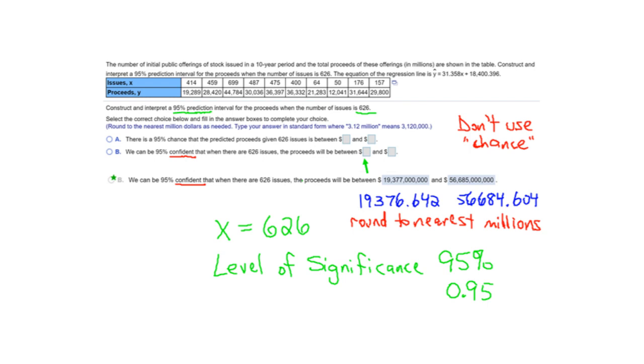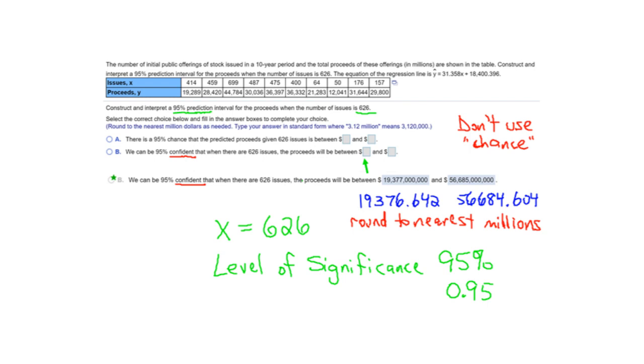Okay, this problem's a little different. We are looking at the number of initial public offerings of stock issued in a 10-year period, and then the total proceeds of these offerings. So these are millions of dollars. X is the number of public offerings of stock issued initially, and Y is going to be the proceeds, so the millions of dollars. We are going to find a prediction interval.